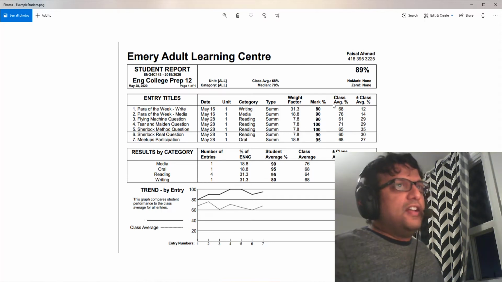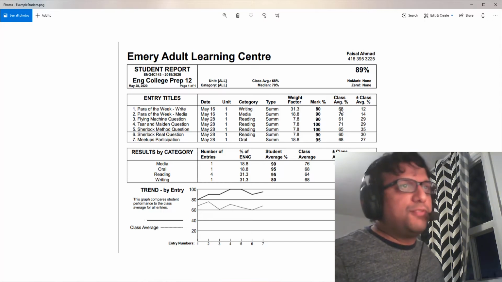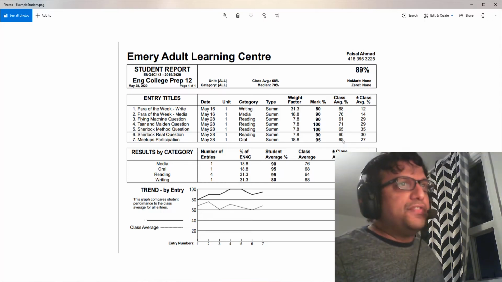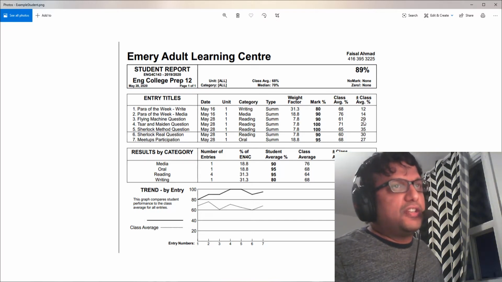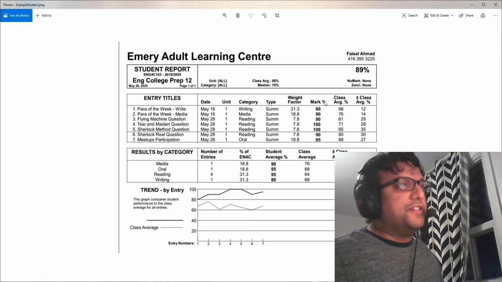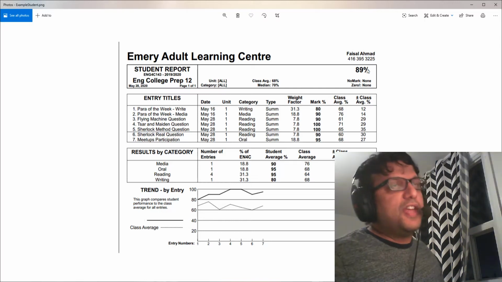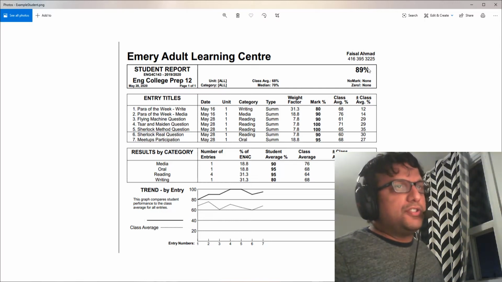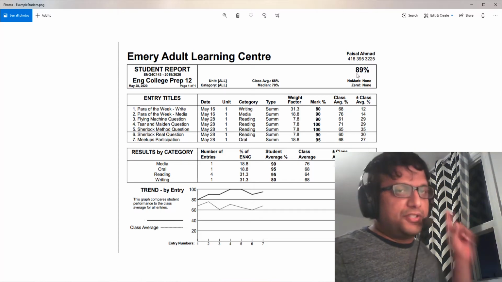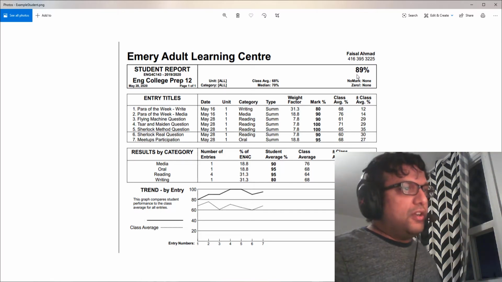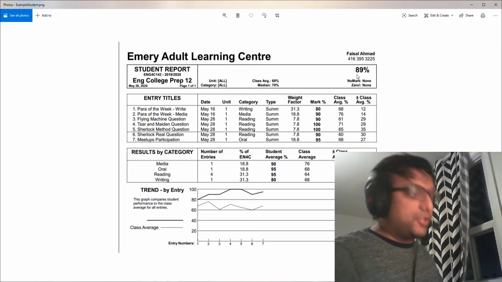Class average percent is what the class average was for each of these assignments, so what everyone did together. And this plus or minus class average column is just telling you if you are over the class average or if you are under. The important thing is that these are your individual marks for each of the assignments, and this up here is your midterm mark. All right, so that's the way it works.